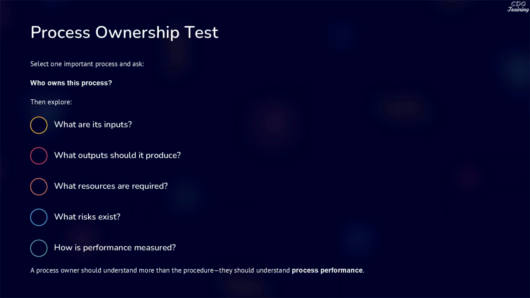Select an important process and ask, who owns this process? Then explore its inputs, outputs, required resources, risks, and performance measures. A process owner should understand more than the procedure, they should understand process performance.